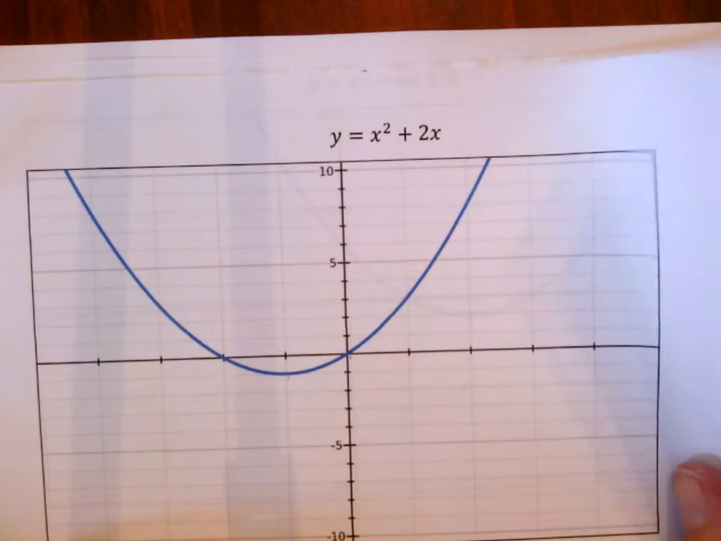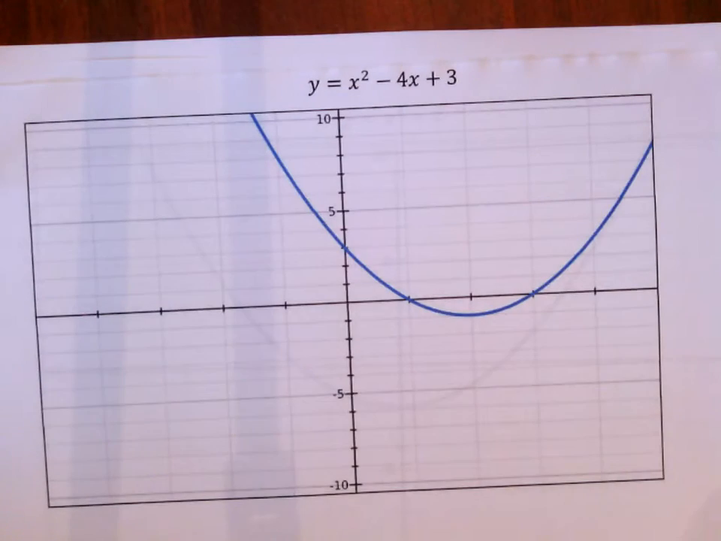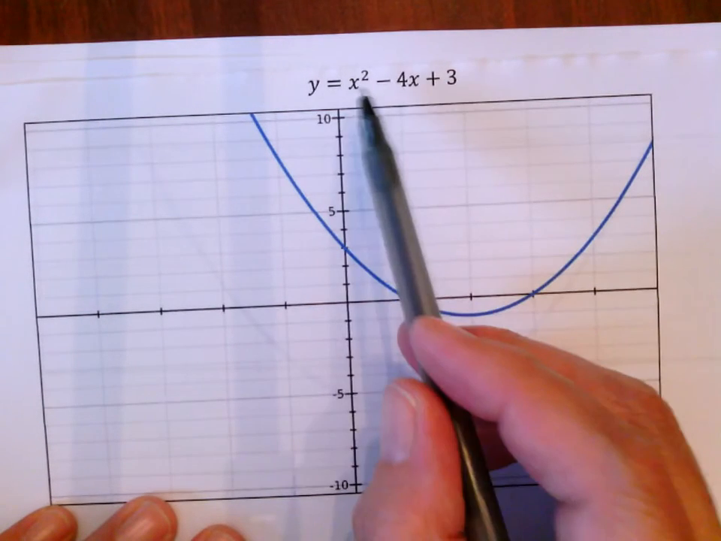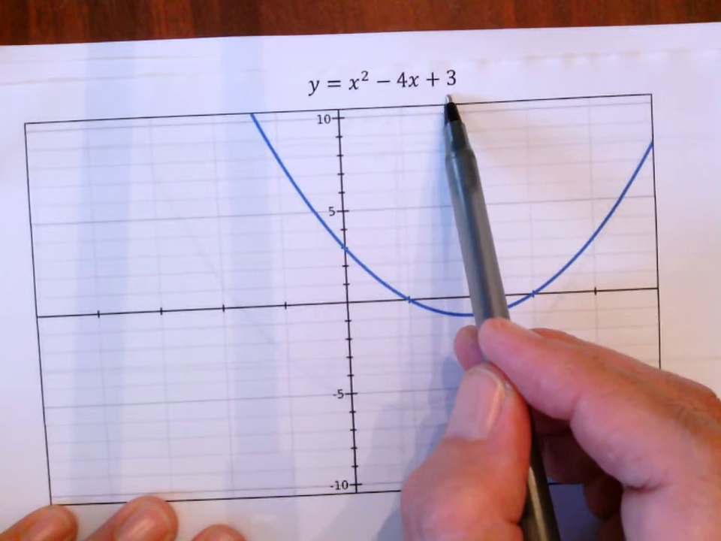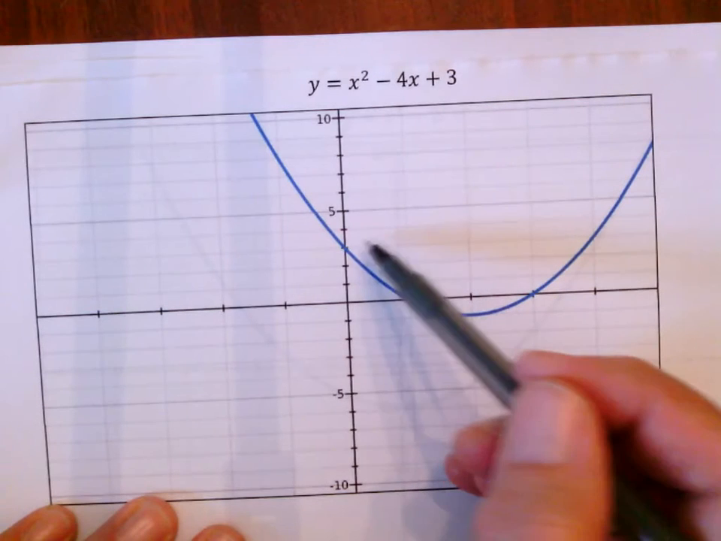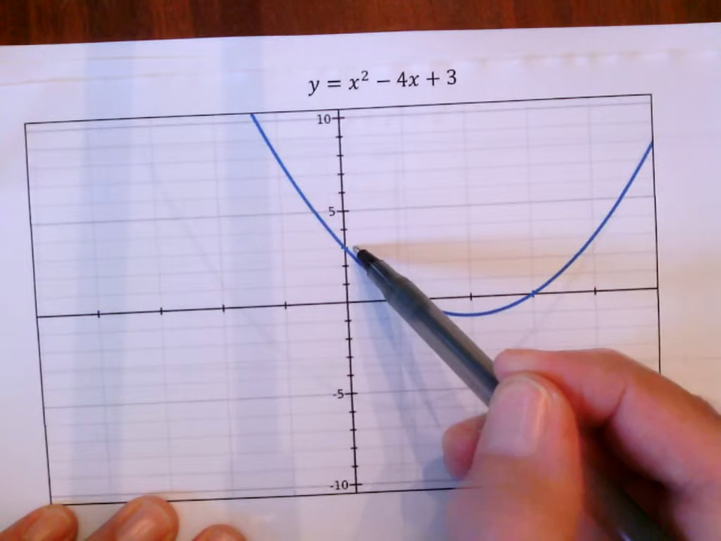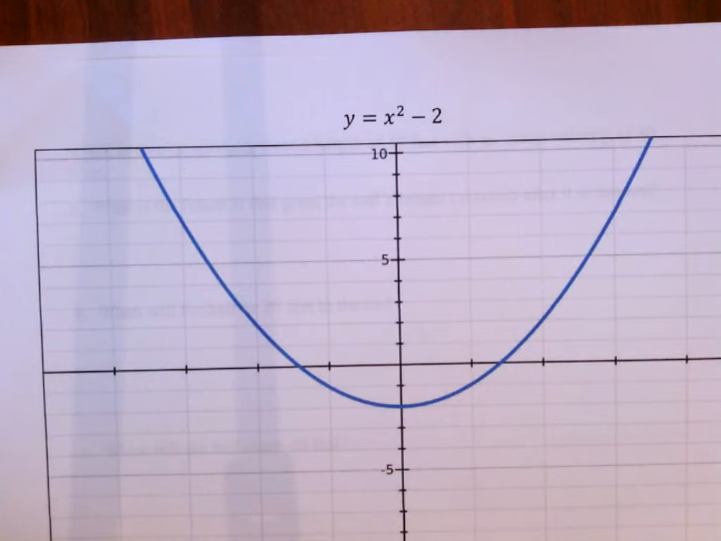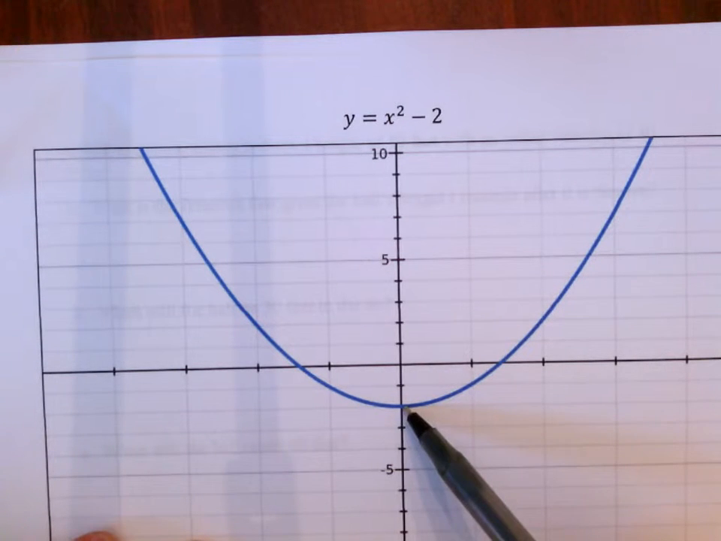We have a second example here. y equals x squared minus 4x plus 3. If I substitute 0 for x here, I get y equals 3. And we can see on the graph our y-intercept is 3. And one final example here. If I substitute 0 in this equation, I get y equals negative 2. And again, you can see that that's the y-intercept.